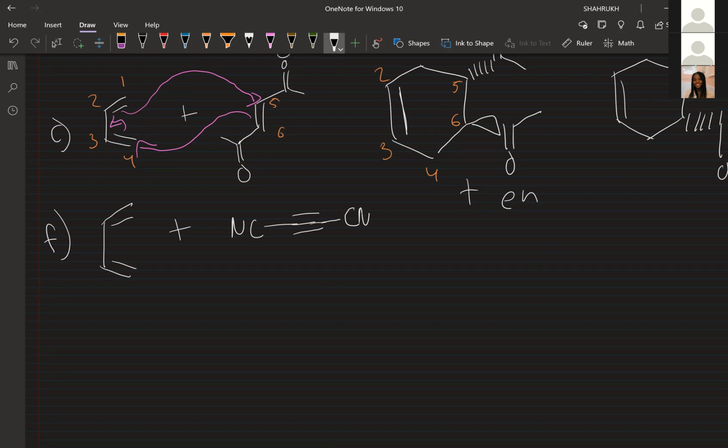Once again, let's flip this. CN, CN. So what if the trans substituent were different? Oh, that's a good question. If it's unsymmetrical, then they wouldn't be enantiomers. Then they would be two different products, and you would have to draw both products, because you can't just indicate one's the enantiomer over the other.